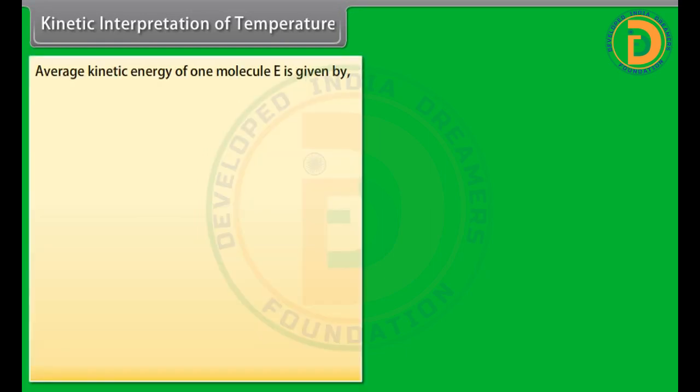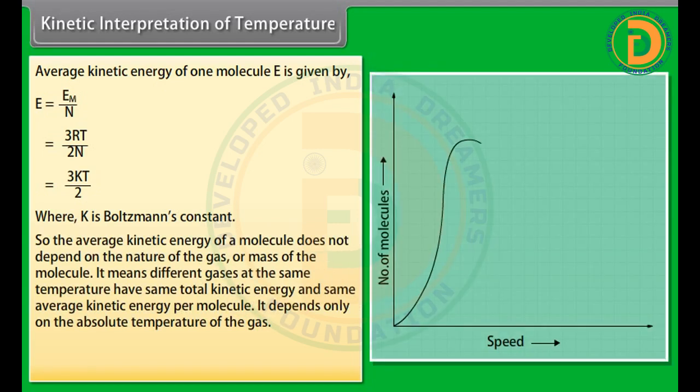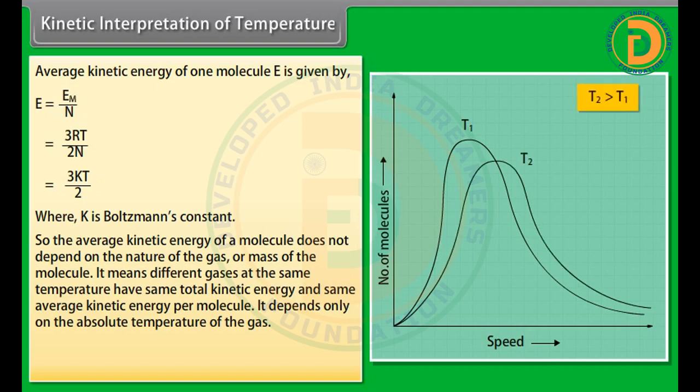Kinetic interpretation of temperature. Average kinetic energy of one molecule, E = E_total/N = 3RT/2N = 3kT/2, where k is Boltzmann's constant. So, the average kinetic energy of a molecule does not depend on the nature of the gas or mass of the molecule. It means different gases at the same temperature have the same total kinetic energy and the same average kinetic energy per molecule. It depends only on the absolute temperature of the gas.